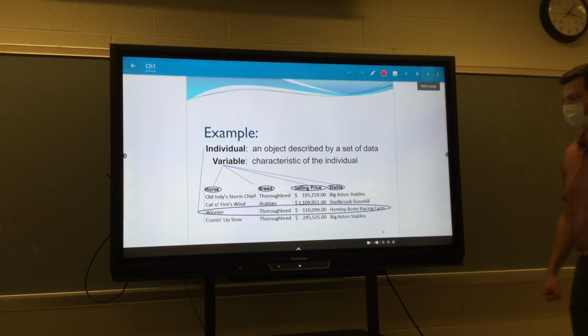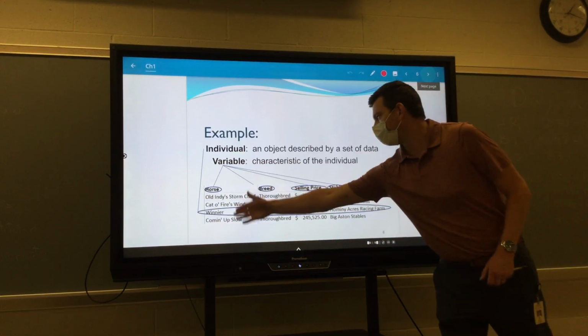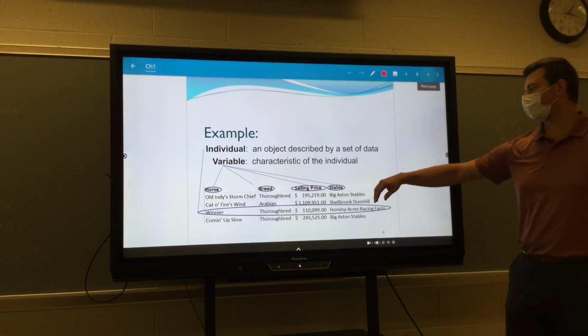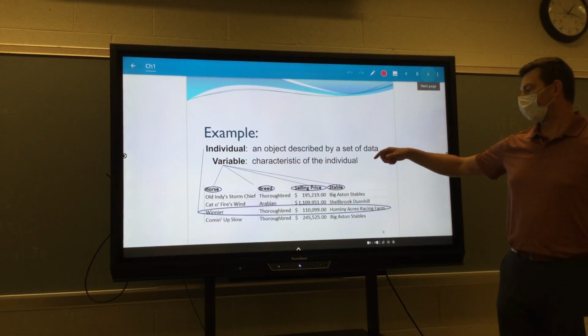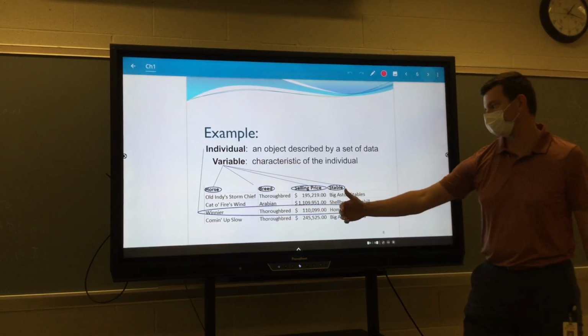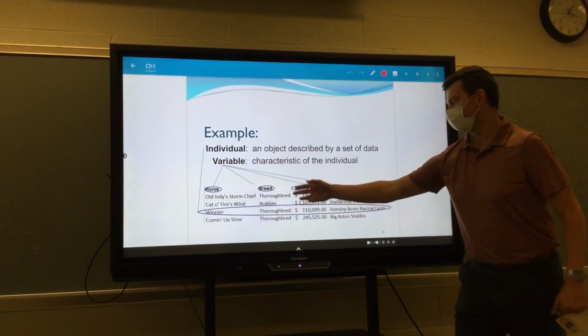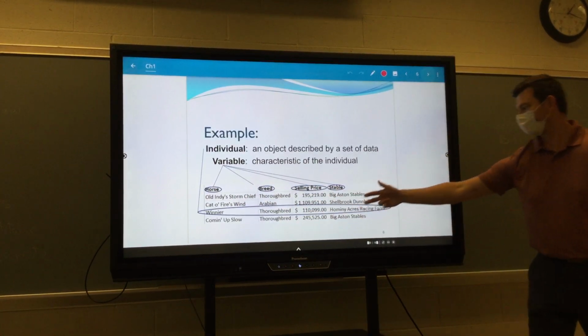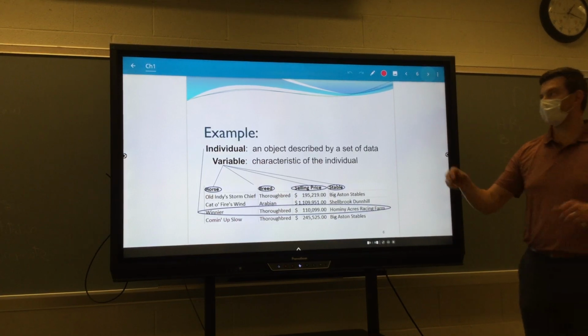Here's another example. We're talking about racehorses. We have the horses and their names. The individuals here are the horse and all the characteristics of that horse. But the variables are the name, the breed, the selling price, and the stable for that horse. Different ways of breaking it down.